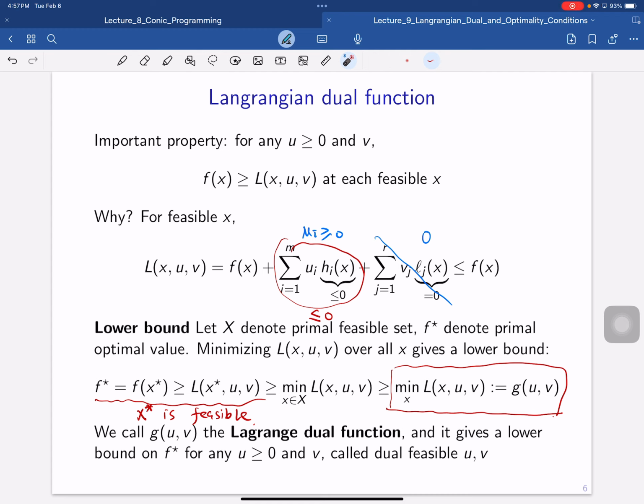Yeah, so when X is not feasible, I might have H greater than 0. And then it won't be a lower bound, right? Yeah, but it will still be a lower bound because of this argument.